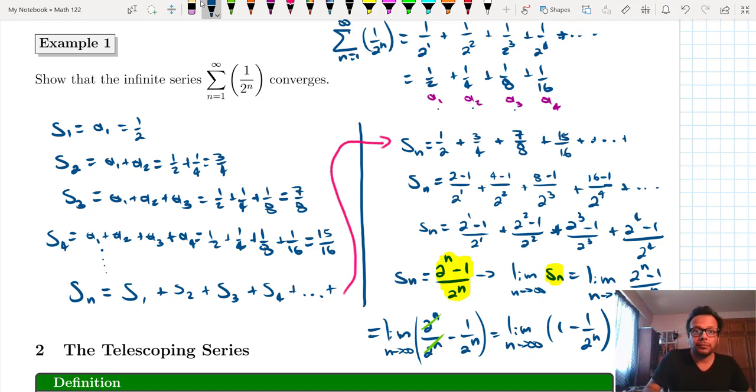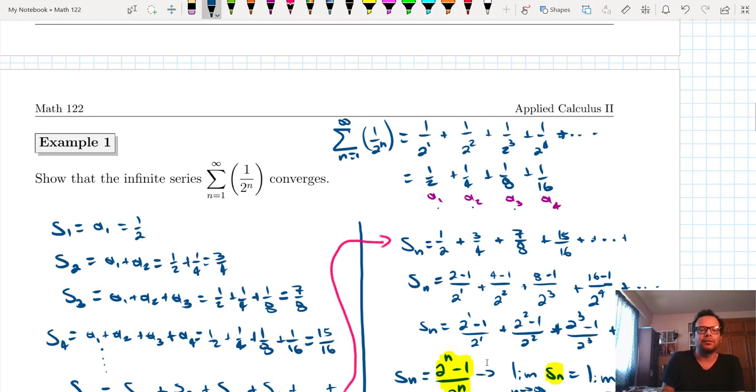Now see what happens if we plug in infinity to the denominator. This whole term will go to 0, and the only term that survives right here will be the number 1, so the limit is 1. So we have just shown that this infinite series converges, and the sum actually is 1. The sum of this series is 1. So let me write it down here: the sum from n equals 1 to infinity of 1 over 2 to the n equals 1.